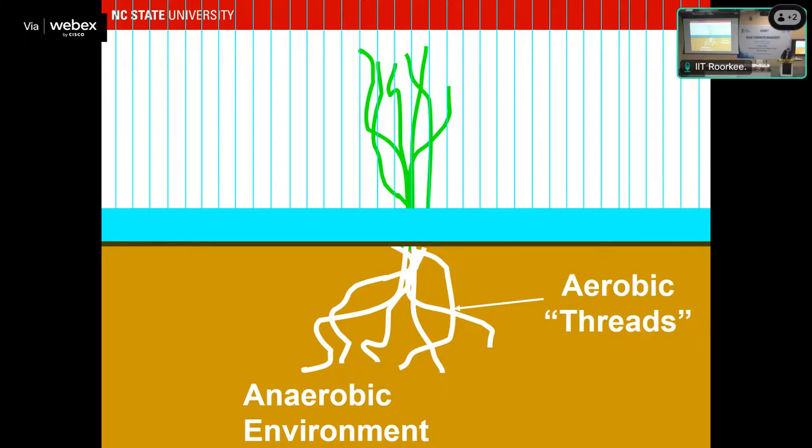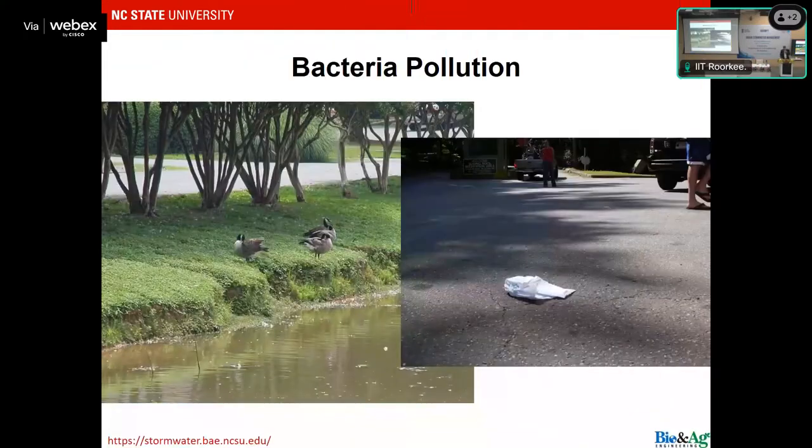You know what that means? That means you've got the perfect environment for denitrification to occur. So constructed stormwater wetlands are particularly good. All right? They're particularly good at getting rid of nitrogen.